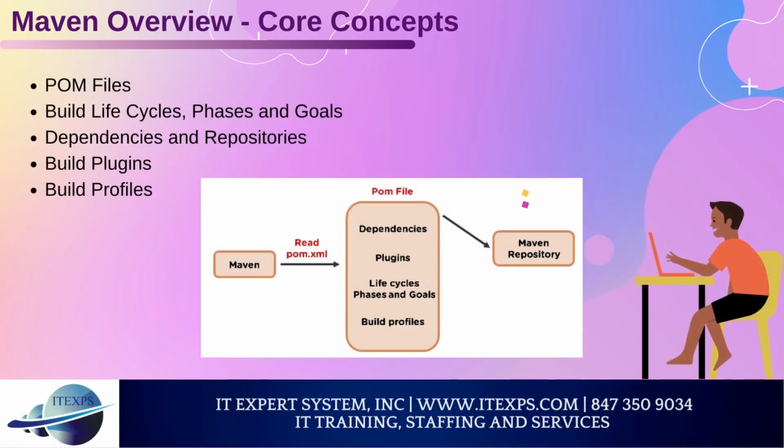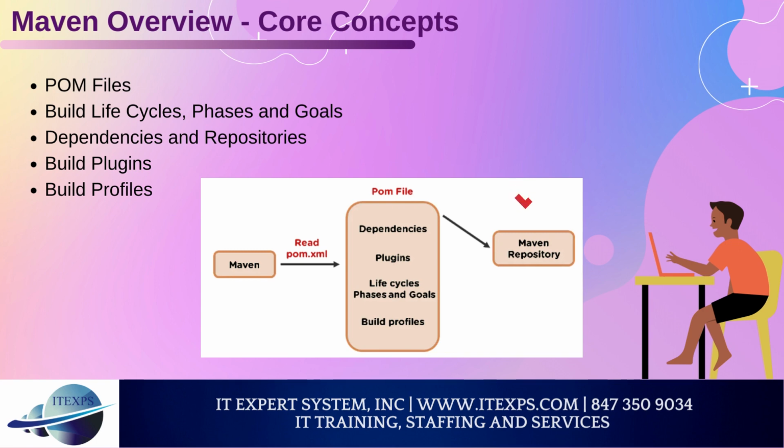Dependencies and repositories. One of the first goals Maven executes is to check the dependencies needed by your project. Dependencies are external jar files, Java libraries that your project uses. If the dependencies are not found in the local Maven repository, Maven downloads them from a central Maven repository and puts them in your local repository. The local repository is just a directory on your computer's hard disk.